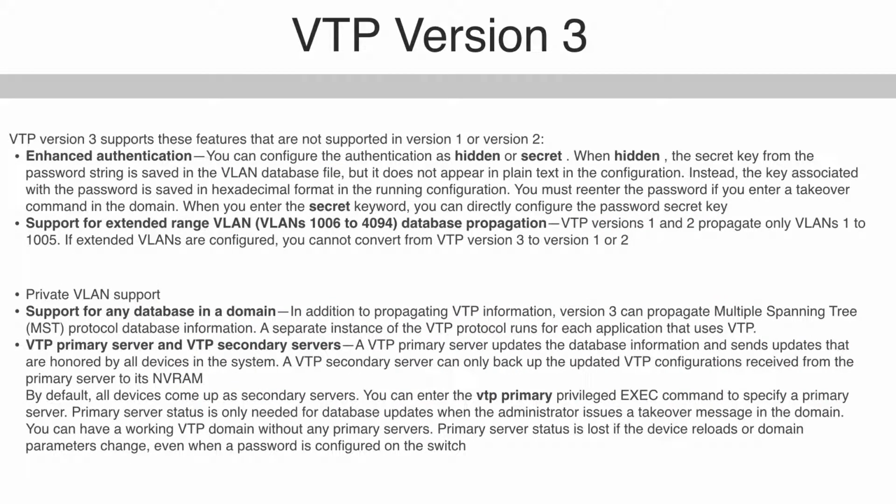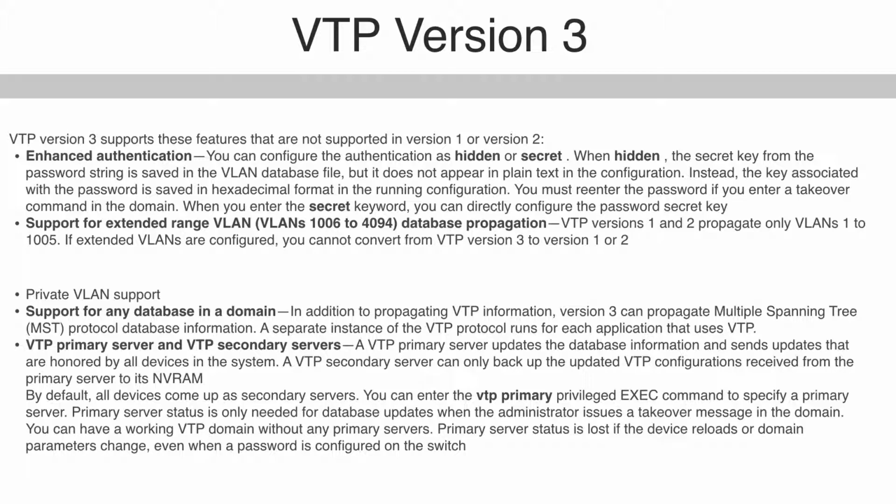VTP version 3. VTP version 3 supports these features that are not supported in version 1 or version 2. Enhanced authentication. You can configure the authentication as hidden or secret. When hidden, the secret key from the password string is saved in the VLAN database file, but it does not appear in plain text in the configuration. Instead, the key associated with the password is saved in hexadecimal format in the running configuration. You must re-enter the password if you enter a takeover command in the domain. When you enter the secret keyword, you can directly configure the password secret key.